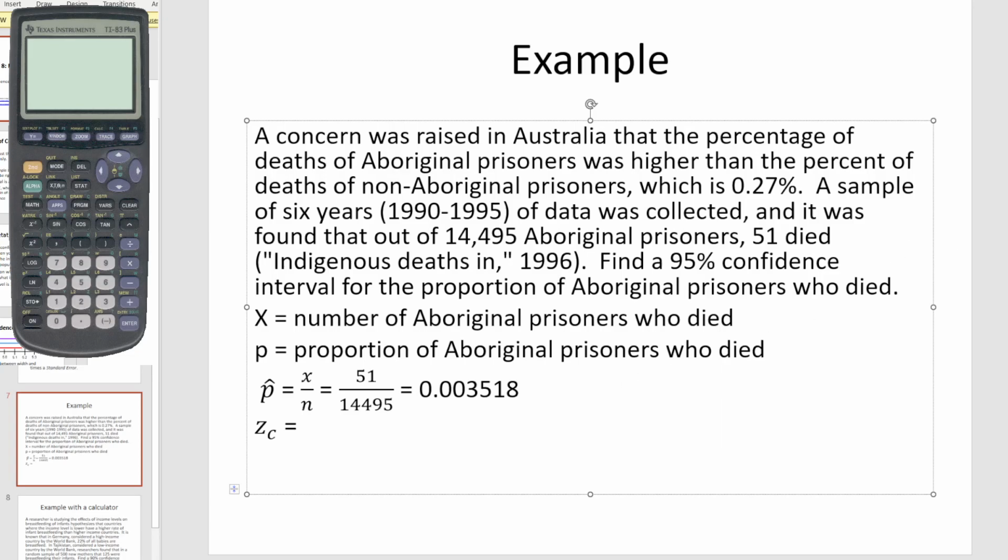Z sub c, our critical value. We actually discussed earlier that for a 95% confidence level, we use the critical value of 1.96. Common critical values can actually also be found in an appendix at the end of the textbook. I think it's Appendix A1.